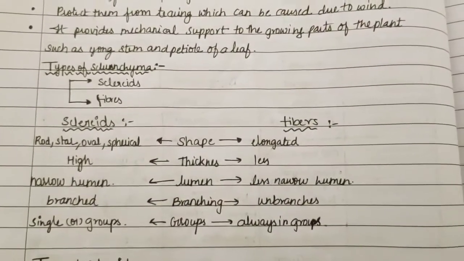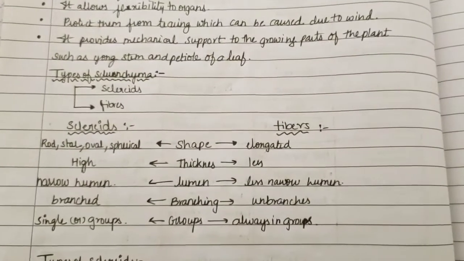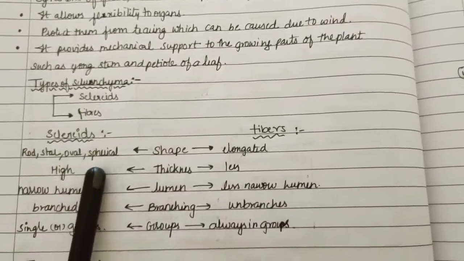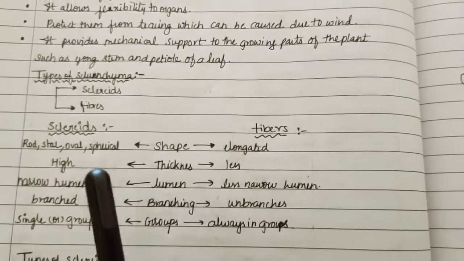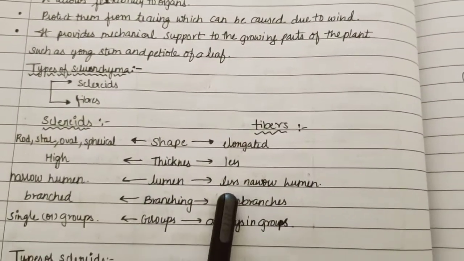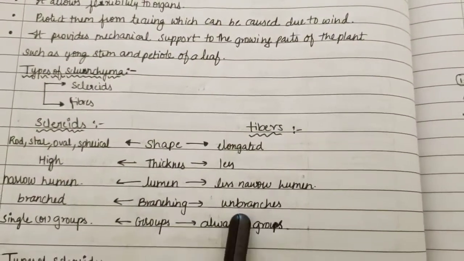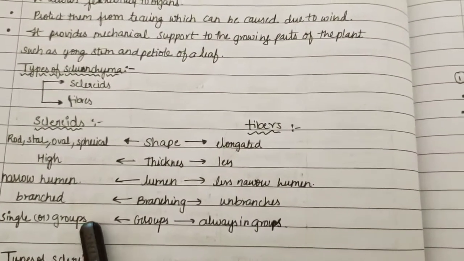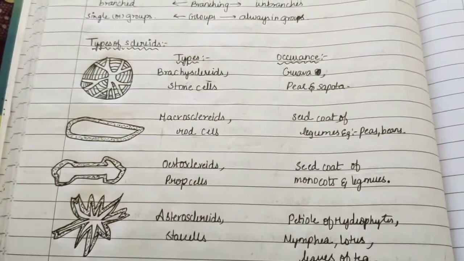Then types of sclerenchyma tissues. Sclerenchymatous tissues are of two types: sclerids and fibers. Now the difference between the characters of sclerids and fibers. Shape: sclerids are rod, star, oval, spherical, whereas fibers are elongated. Thickenings are high in sclerids, less in fibers. Lumen is narrow in sclerids, less narrow in fibers. Sclerids may be branched, fibers are unbranched. Sclerids may be single or in groups, whereas fibers are always in groups.